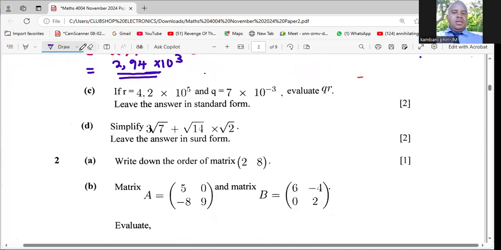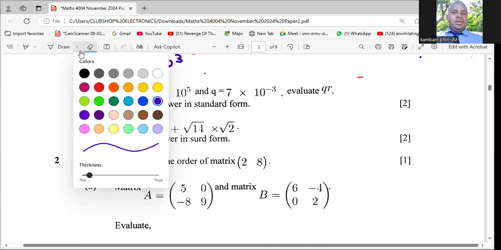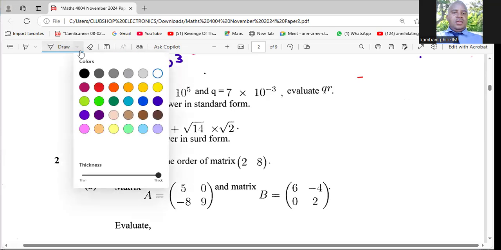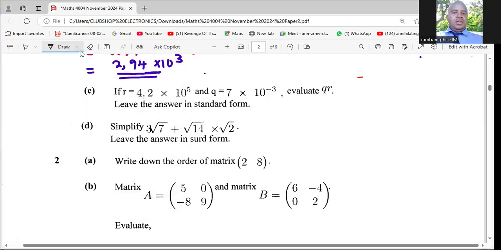Let's look at the next one, which is the D. We're dealing with thirds here. Simplify.